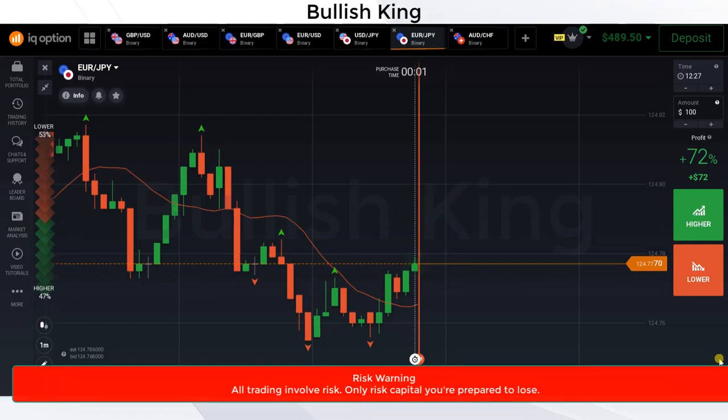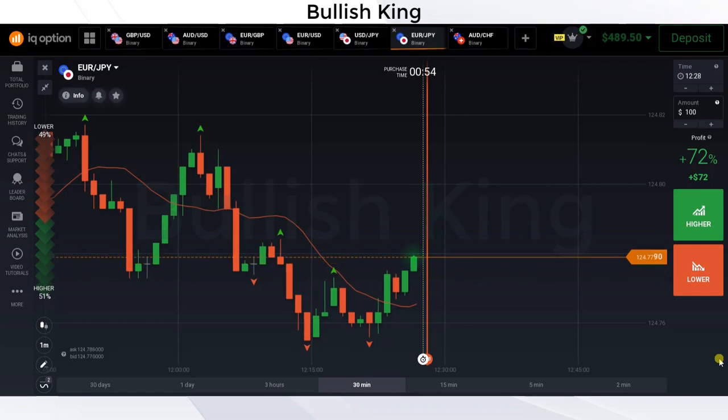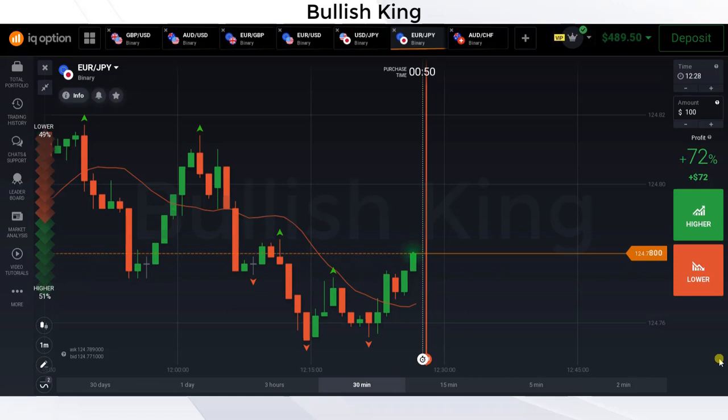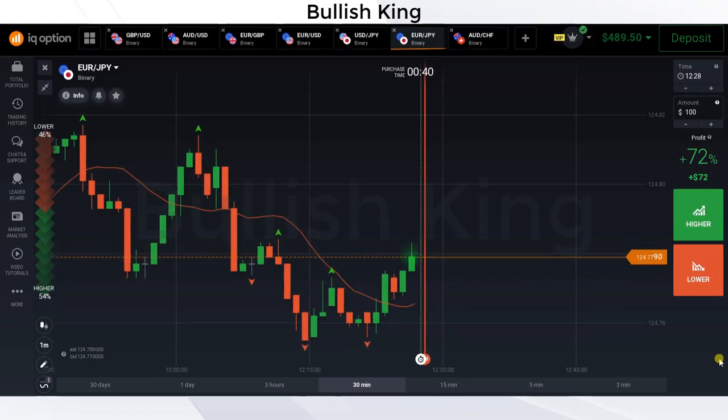So today I'm going to share an IQ Option fractal and simple moving average strategy. Rules are very simple to follow. For a buy trade, if the candle breaks the 14 moving average above and a fractal appears below, we place a buy trade. Purchase time will be 30 seconds and the expiration time will be 30 seconds too.